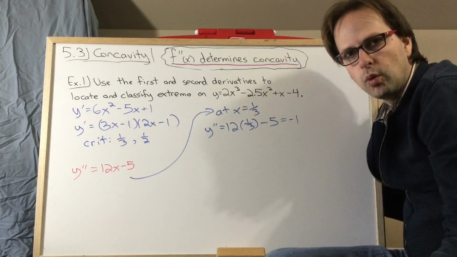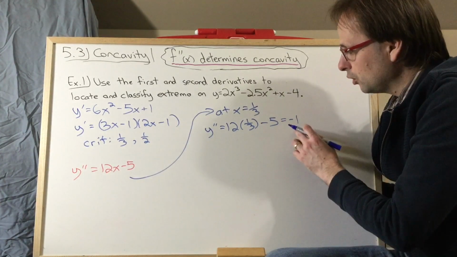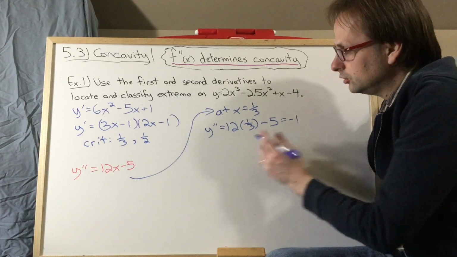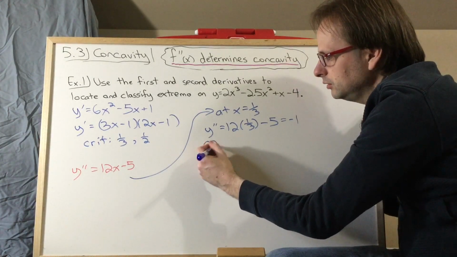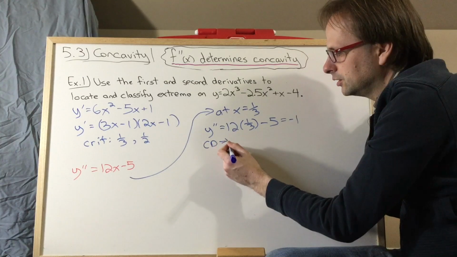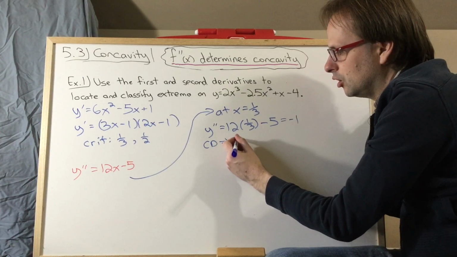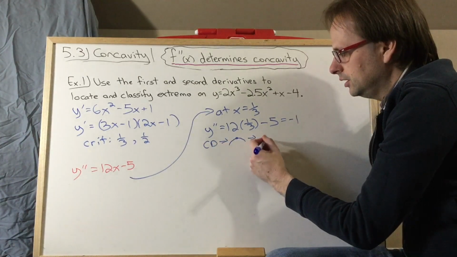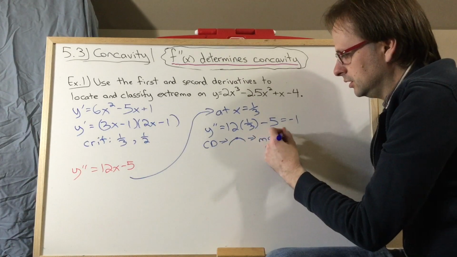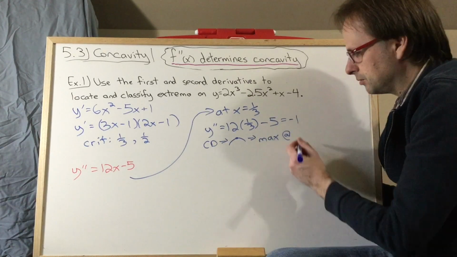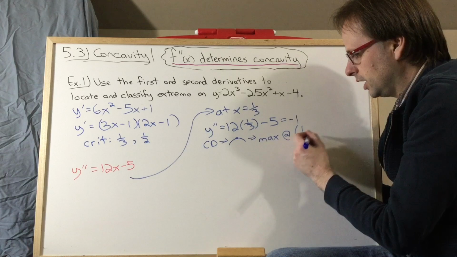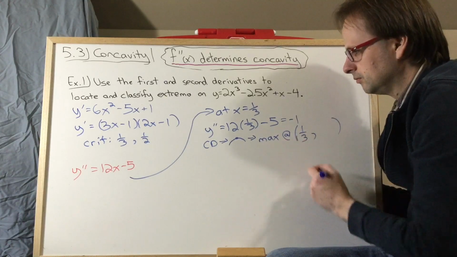It really doesn't matter what the number is. What's important here is that this is negative. So that means we are concave down. Let me draw that. Concave down. Oh my gosh, that must be a max at 1/3 something. I'll find the y value in a second here.